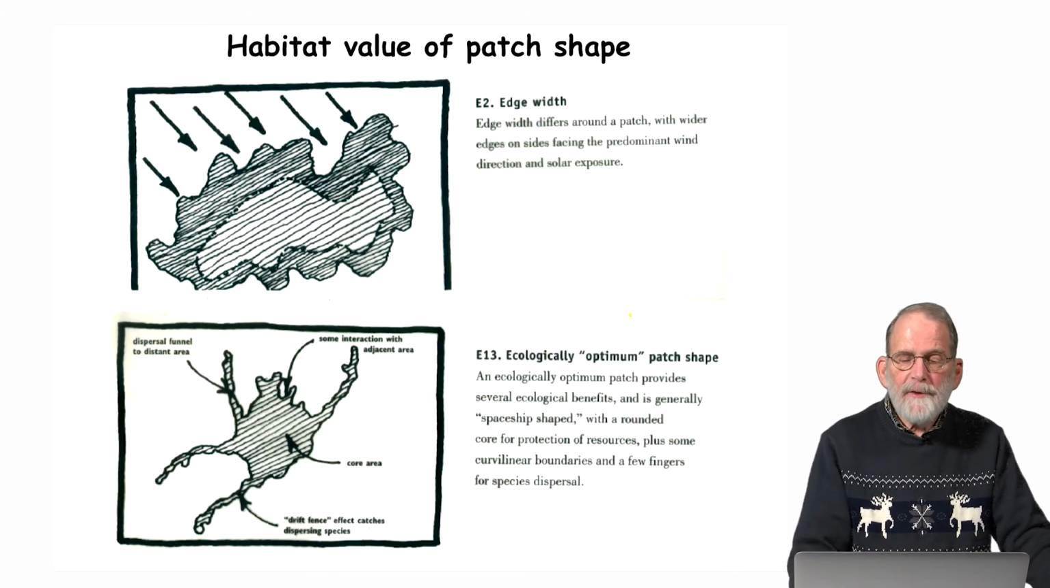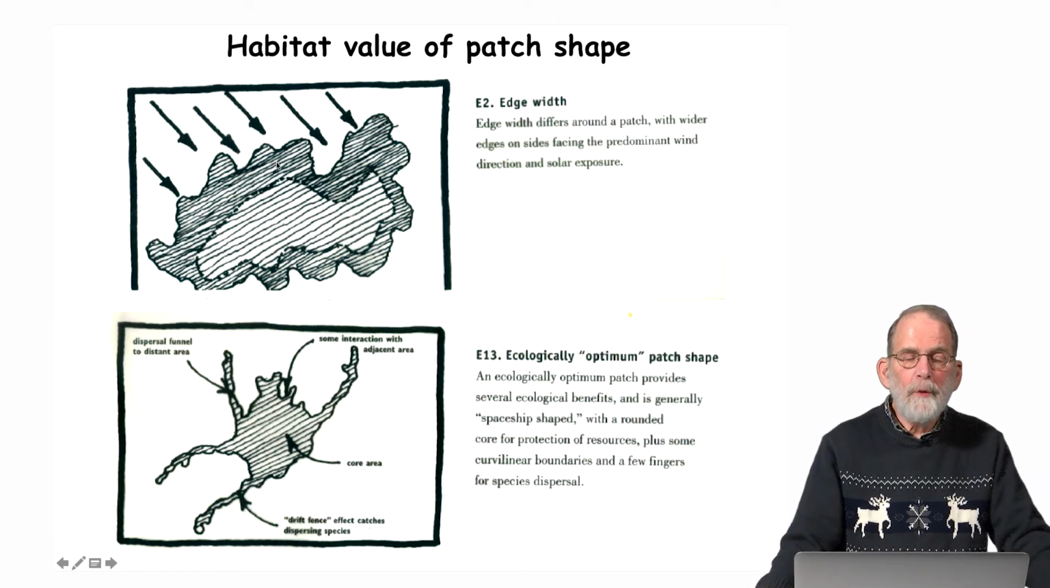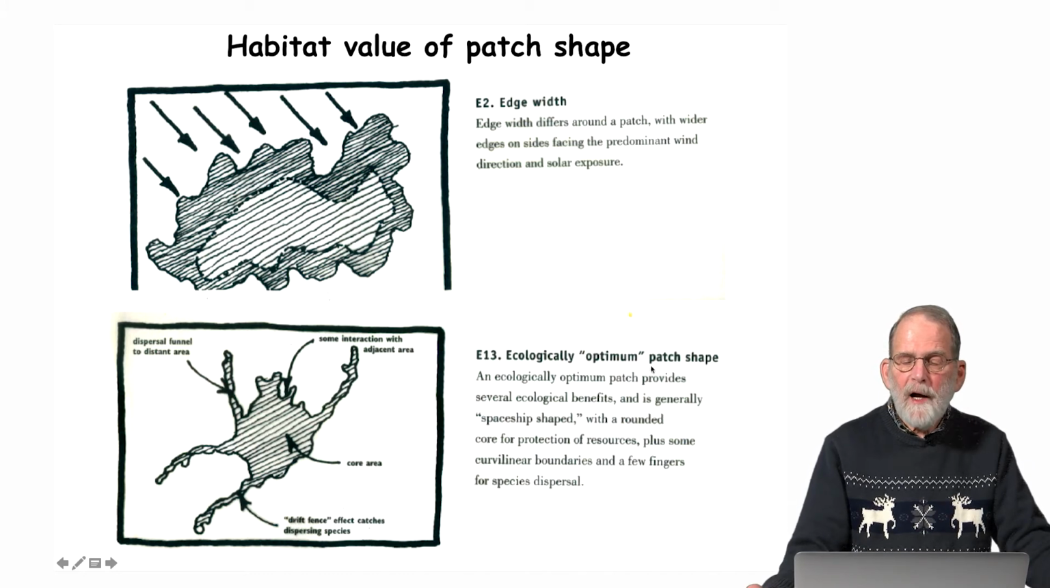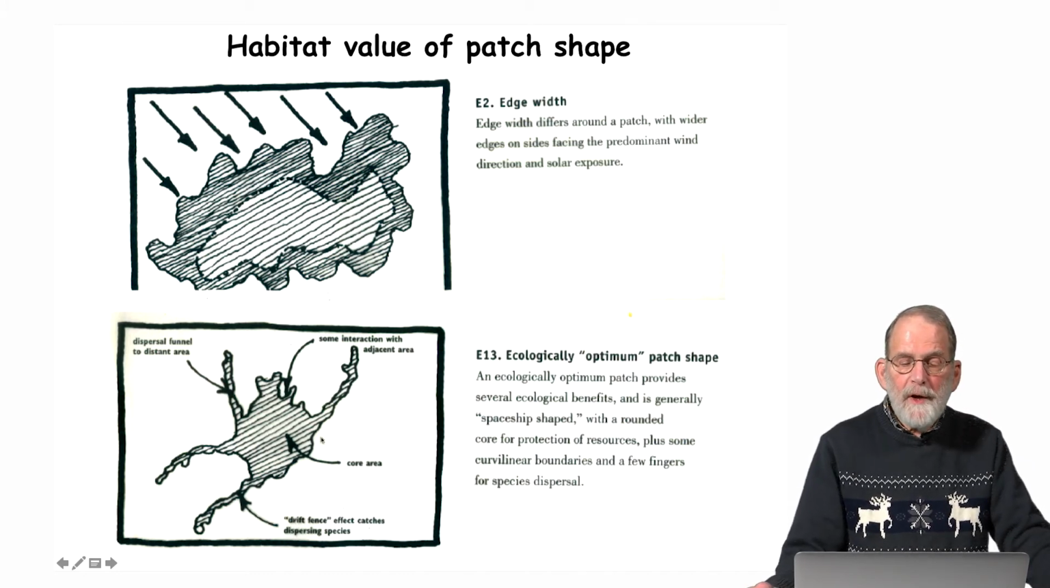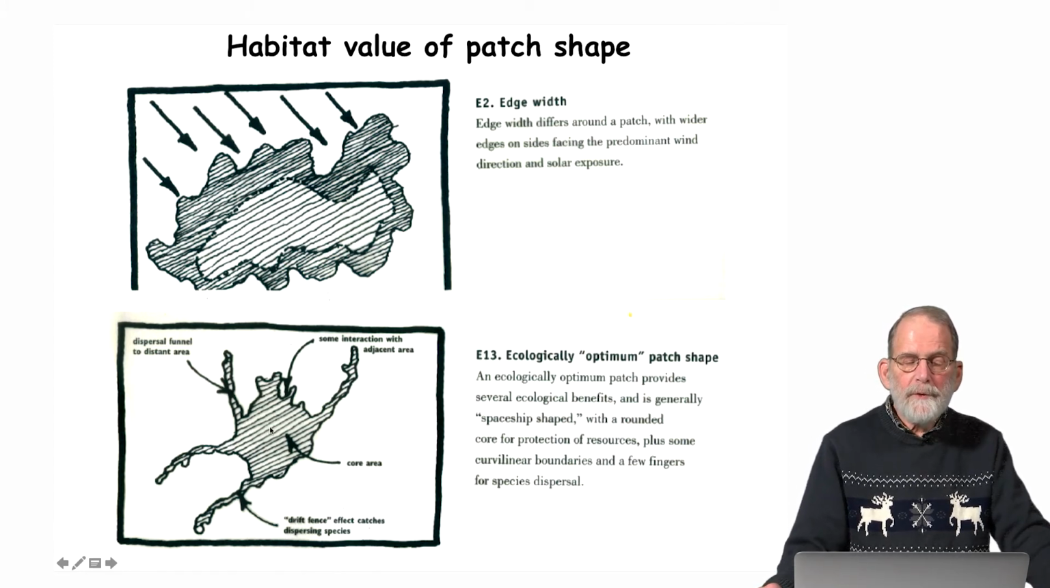Edge width becomes important as a wider edge condition is going to provide more protection of core areas from surrounding landscape conditions. And finally, there's what we can call an ecologically optimum patch shape, which has a geometrically shaped area that is large enough to contain a significant amount of core area, and then it has fingers that reach out into the landscape to help connect this patch to other patches. So this amoeba-like feature reflects the optimal conditions from the standpoint of patch shape.